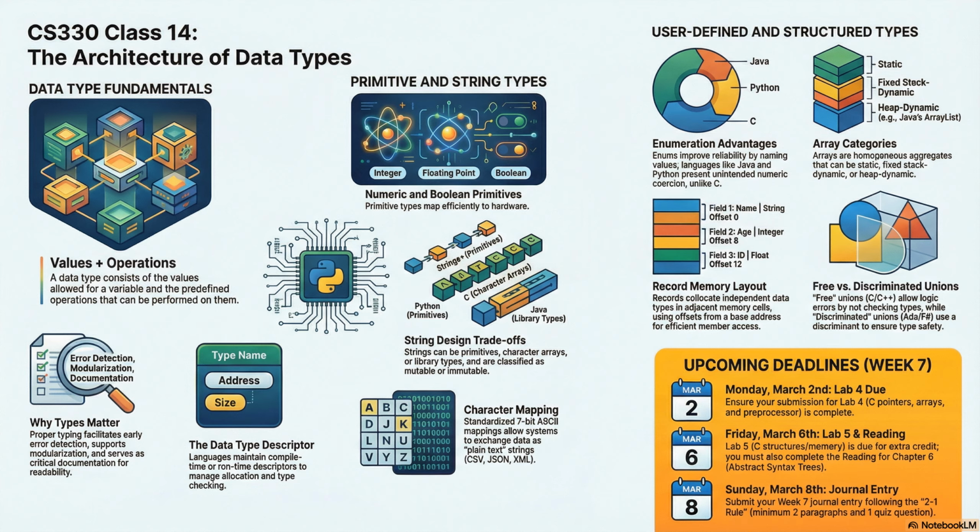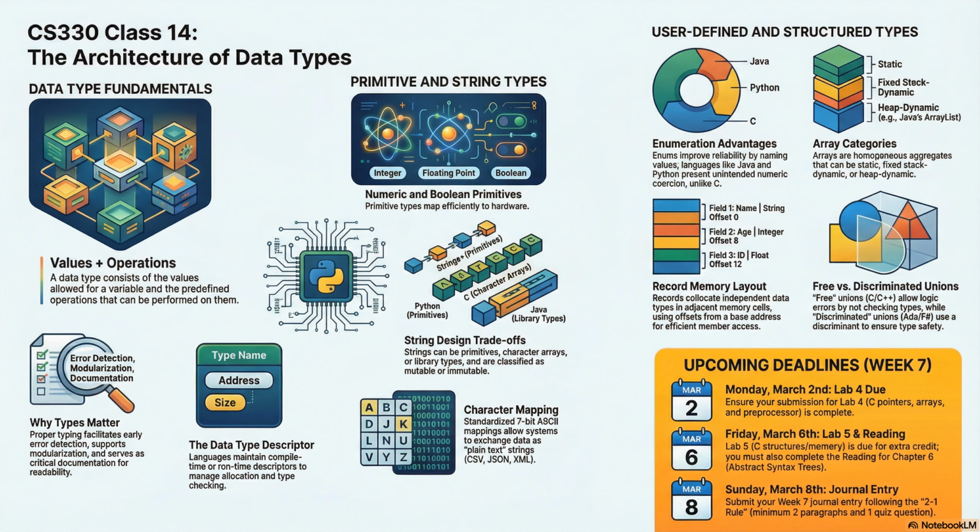And this descriptor tracks vital system attributes. Exactly. It holds the type name, the exact address in memory where the data block begins, and the specific length or size of that data allocation. So the language is essentially using this metadata payload to enforce the rules of the road. Precisely. The compiler utilizes these descriptors for strict type checking. If you attempt an illegal operation, like adding a string literal to a floating point number, the compiler cross-references the descriptors, recognizes the mismatch in the predefined operations, and just halts the build with an error.